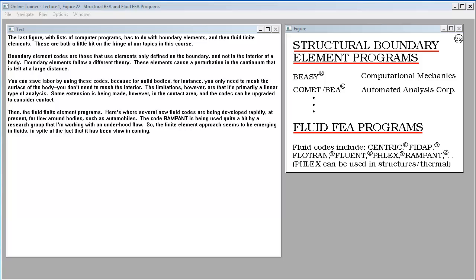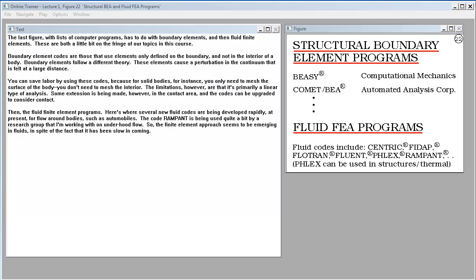You can save labor by using these codes because for solid bodies, for instance, you only need to mesh the surface of the body and you don't need to mesh the interior. The limitations, however, are that it's primarily a linear type of analysis. Some extension is being made, however, in the contact area, and the codes can be upgraded to consider contact.